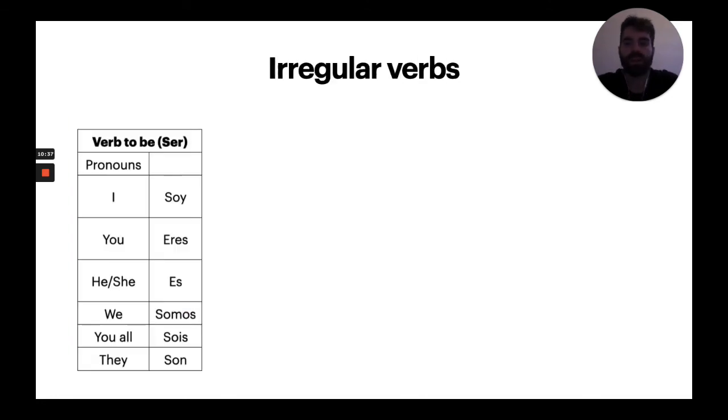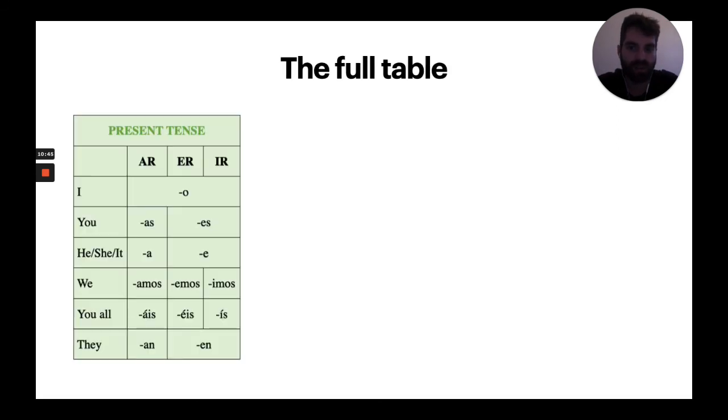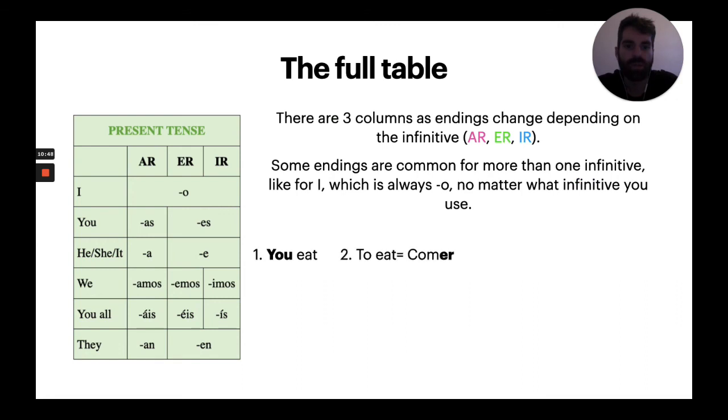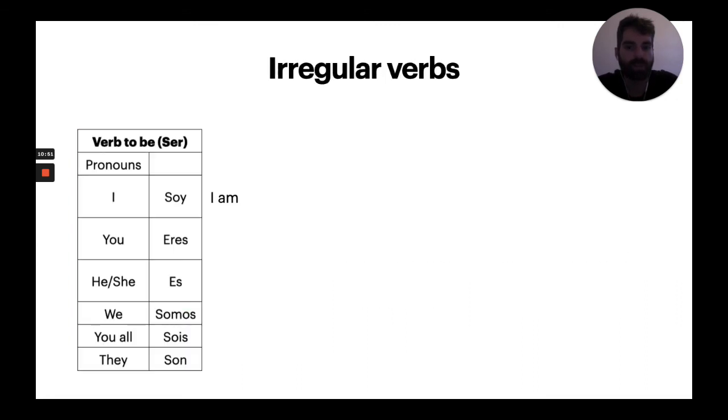Finally, there are some verbs that are irregular. That means that they don't follow this pattern that we've seen. They don't have those endings, but they follow a different pattern. For example, the verb to be in Spanish is soy, eres, es, and that means soy, I am, eres, you are, es, he or she is, somos, we are, sois, you all are, and son, they are. And as you can see, this verb doesn't follow the pattern in Spanish.